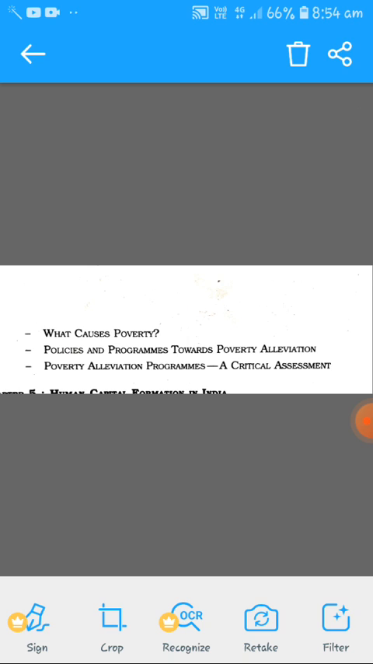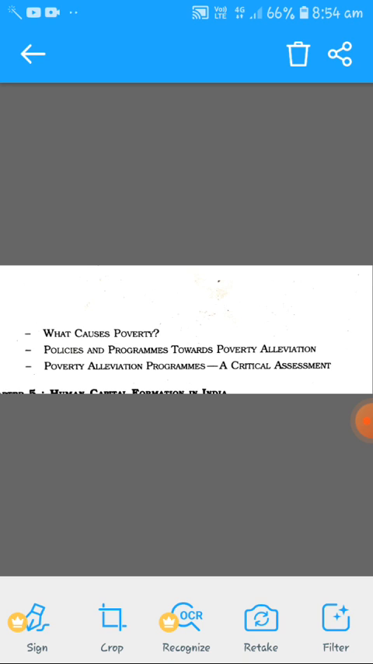Obviously, poverty means there must not be enough development in the country. So why is the government of the country not able to give employment to the people? The people are not having employment. There are so many reasons that we are going to see.